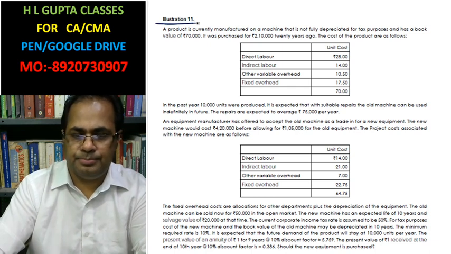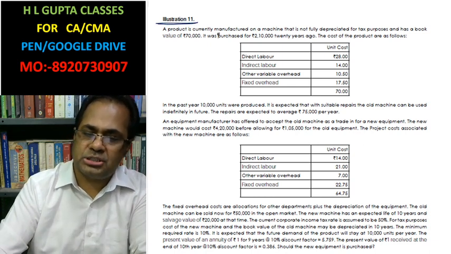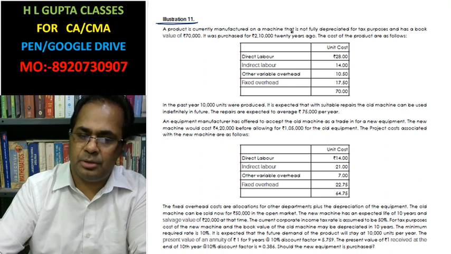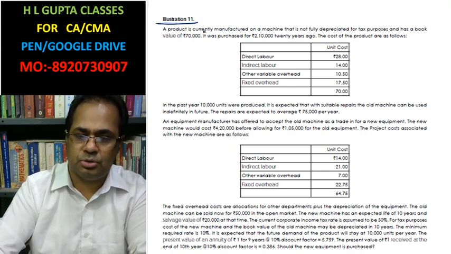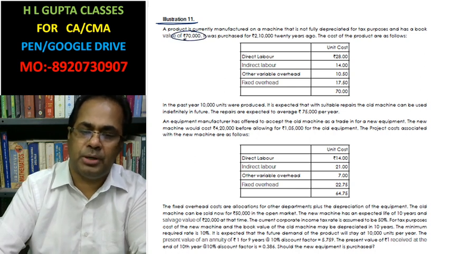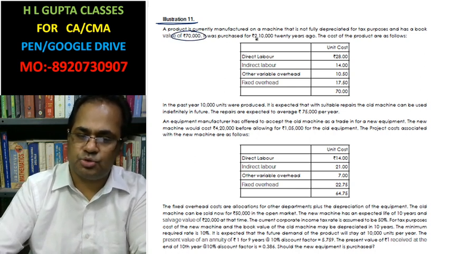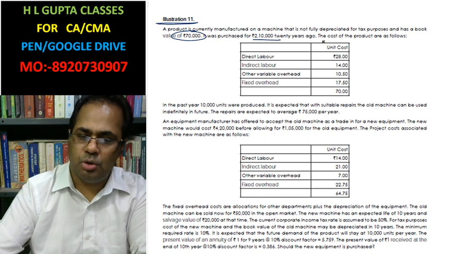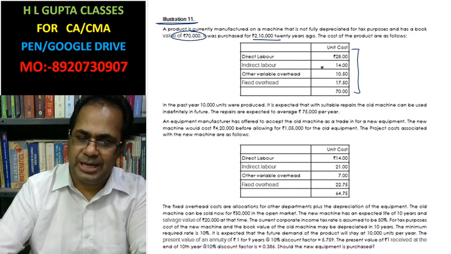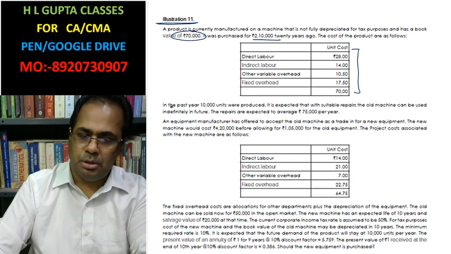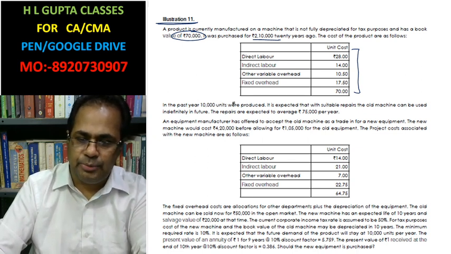Illustration number 11. A product is currently manufactured on a machine that is not fully depreciated for tax purposes. The book salvage value is rupees 70,000, which is the book value. It was purchased for 2,10,000 20 years ago. The cost of production is as follows: direct labor rupees 28, indirect labor, variable overhead, fixed overhead. In the past 10,000 units were produced.